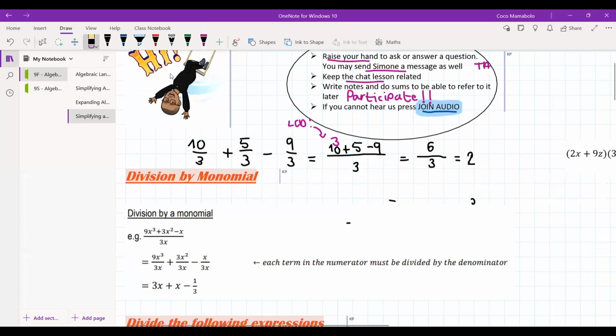What I'm actually implying is if I have 10 plus 5 minus 9, all of these over 3, you can put them individually over 3. I can take the 10 and give it a denominator of 3. I can take the 5 and give it a denominator of 3. And I can take the negative 9 and give it a denominator of 3.